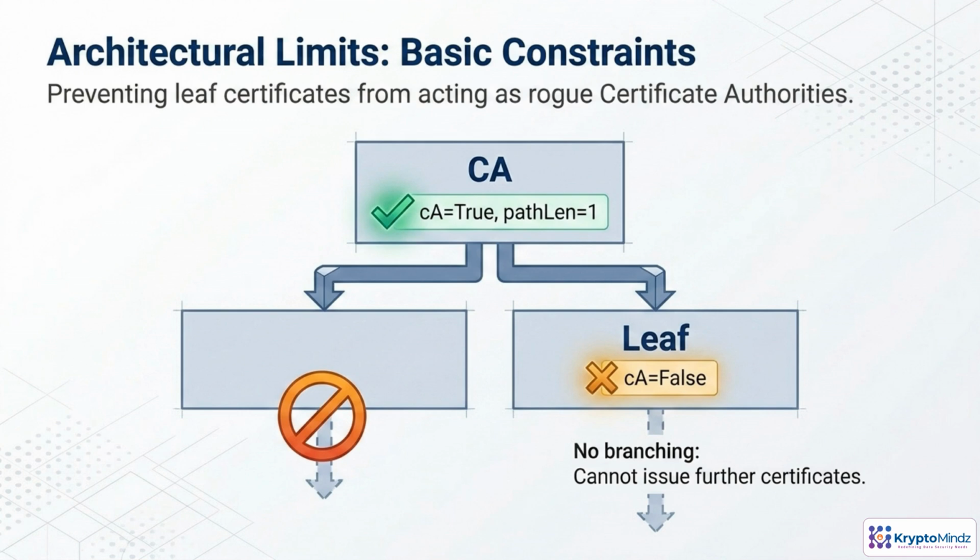Basic constraints is the X.509 safety rail that stops your hierarchy from accidentally growing new certificate authorities. A certificate with CA equals true is allowed to issue more certificates. Path length then limits how many CA levels can exist beneath it. Leaf certificates are explicitly marked CA equals false. That tells clients, trust this certificate only as an end entity, never as a CA, and never to create new branches of trust.